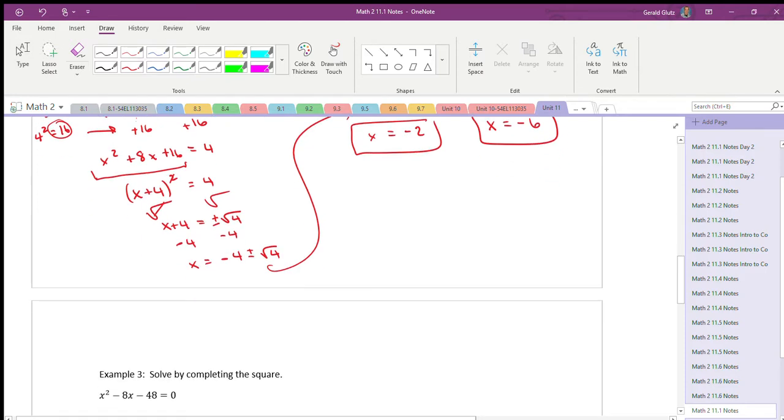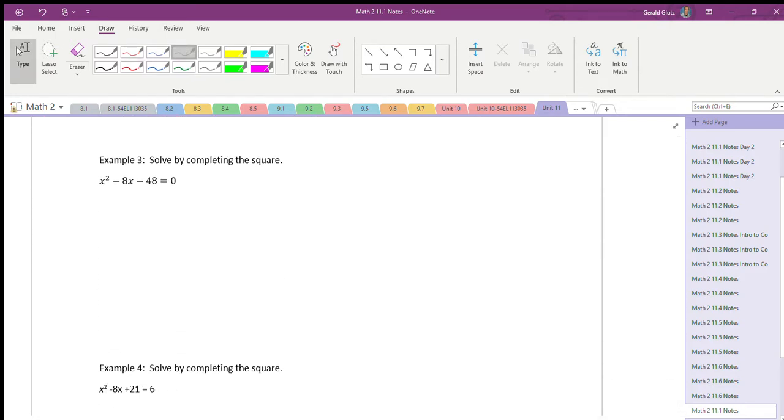So moving on to the next page. Example 3. Again, we're going to be completing the square. Notice that a is 1, so that's good. Again, first thing we want to do is move c to the other side. So add 48 to both sides. And then x squared minus, not plus, minus 8x is equal to 48.